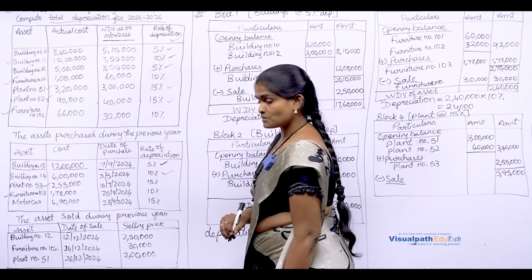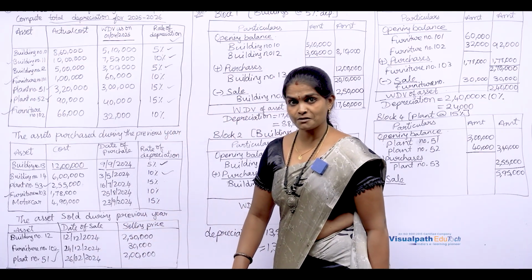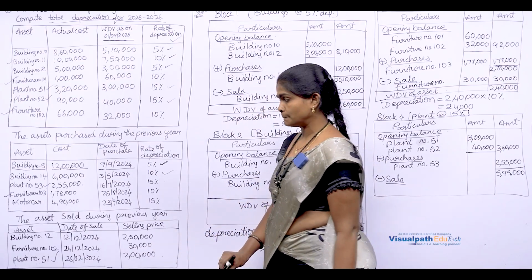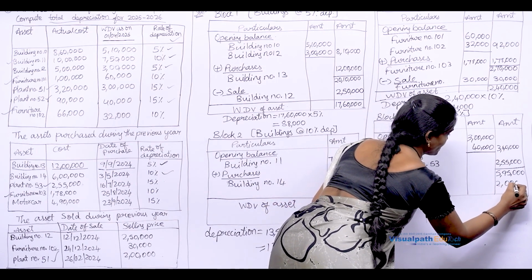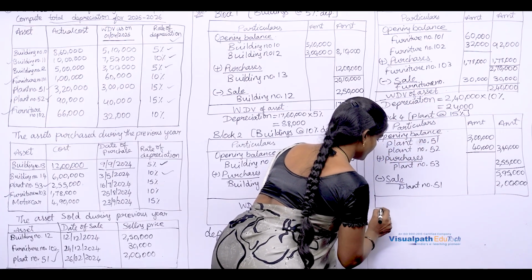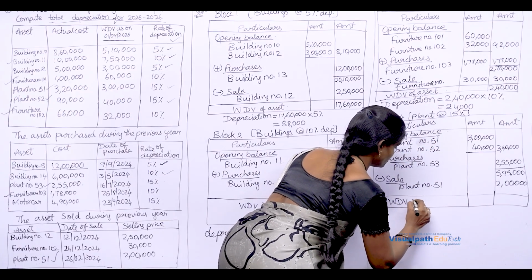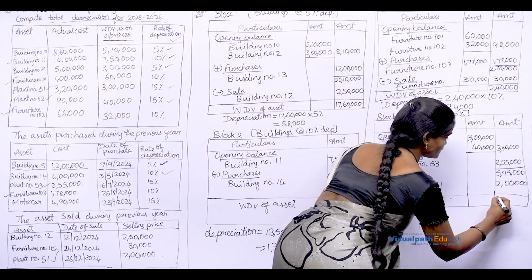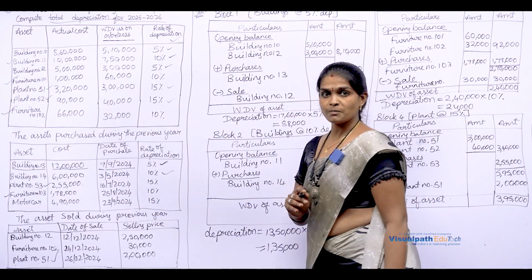Is there any plant which is sold under this block? Yes, there is. Plant number 51, which is sold for 2 lakhs. Now 5,95,000 minus 2 lakhs. How much will you get? That will be the written down value of the asset. 5,95,000 minus 2 lakhs, you will get 3,95,000.